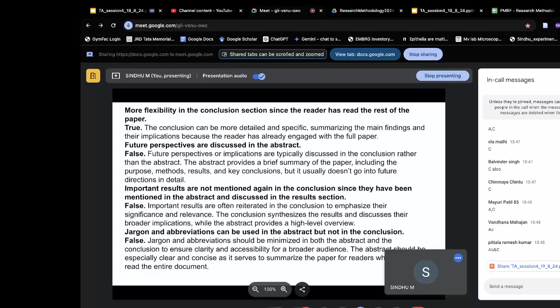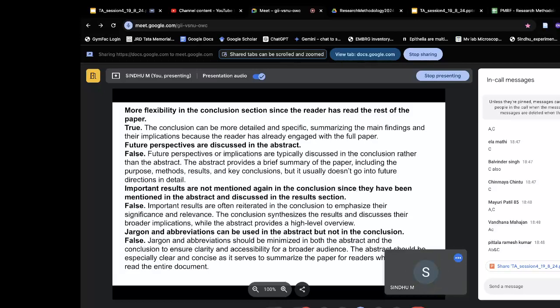Option B, future perspectives are discussed in abstract. This is not correct because typically the future directions will come after discussing the results, towards the end of the discussion section, towards the end of the paper itself. And option C is also not correct because sometimes in the discussion or conclusion section the authors will talk about the important results once again and try to explain them, so they will be mentioned again.